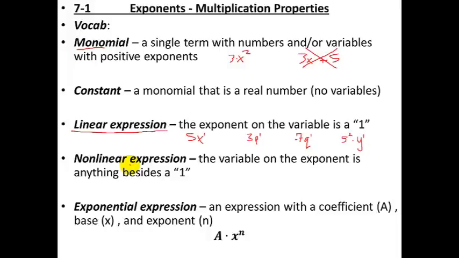A nonlinear expression is any expression where the variable's exponent is anything else besides 1. So it could be positive, larger numbers, or it could be negative, or it could be a fraction or a decimal, something like that. And lastly, an exponential expression is something that looks kind of like what I wrote up here. You've got a number in the front, which is called the coefficient. You've got the base, which is typically a variable. And then you have the exponent, which for now is going to be a number, although we'll see later on this year that that could also be a variable. So a base and an exponent and a coefficient in the front.